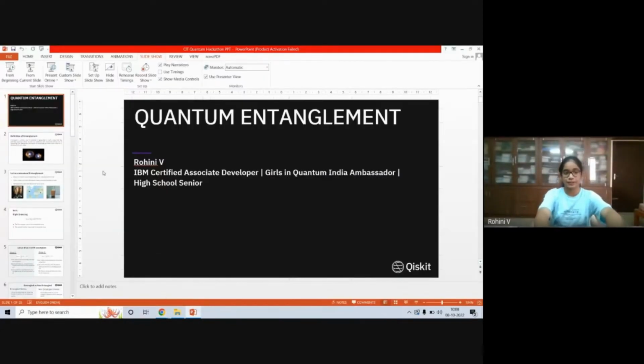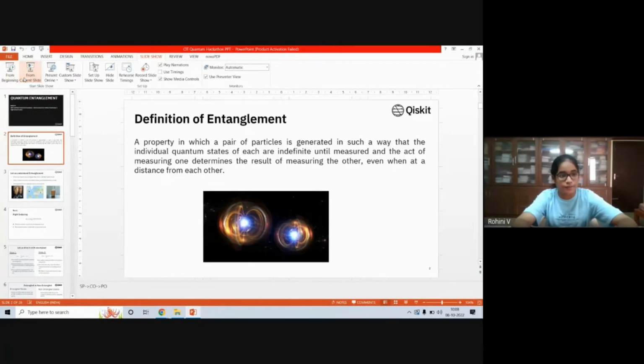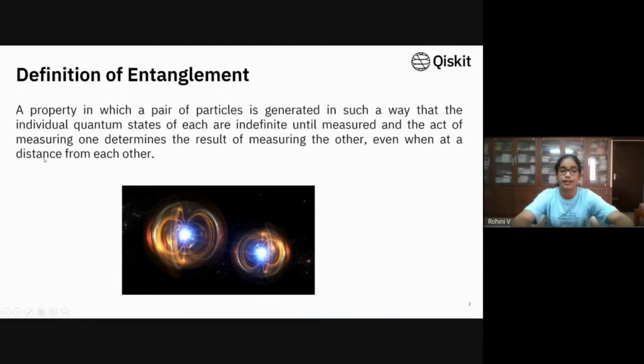So quantum entanglement, it's one of my favorite topics. It's a very special one too. So going on to the next slide. This is the definition of quantum entanglement: a property in which a pair of particles is generated in such a way that the individual quantum states of each are indefinite until measured, and the act of measuring one determines the result of measuring the other, even when at a distance from each other. This is just a definition, so you need not worry. I'll explain it in the further slides.